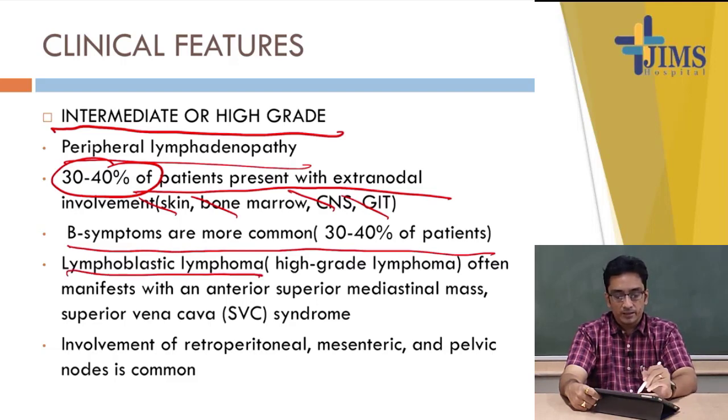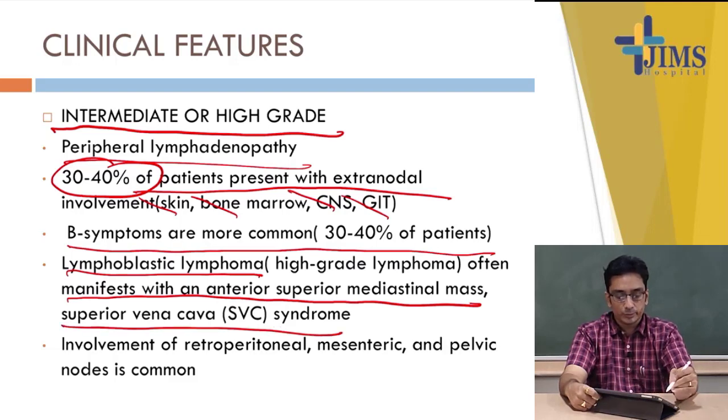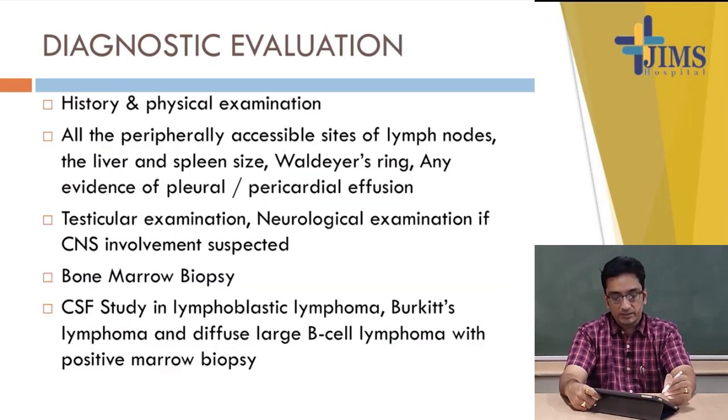Lymphoblastic lymphoma often manifests with an anterior superior mediastinal mass or SVC syndrome. Involvement of retroperitoneal, mesenteric, and pelvic lymph nodes is common. Diagnostic evaluation: history and physical examination of all the peripherally accessible sites of lymph node, the liver, spleen, Waldeyer's ring, any evidence of pleural or pericardial effusion. Testicular examination, neurological examination if CNS involvement is suspected. Bone marrow biopsy, CSF study in lymphoblastic lymphoma, Burkitt's lymphoma, and DLBCL.